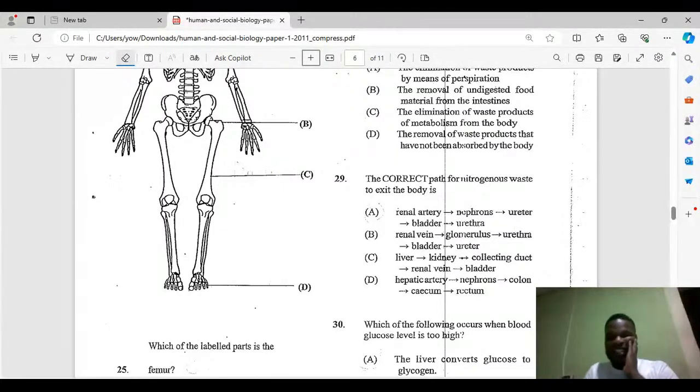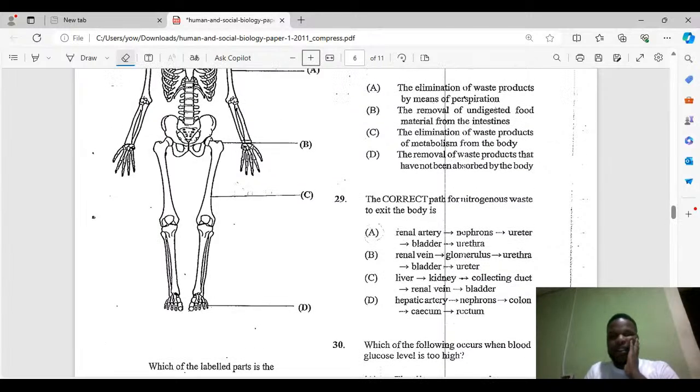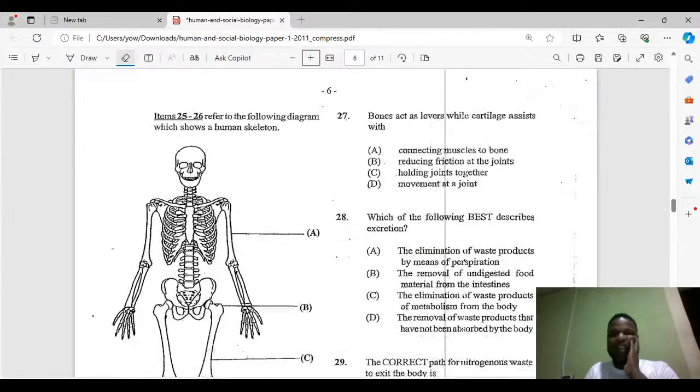All right, moving on. This is 27. Bones act as levers while cartilage assists with what? Connecting muscle to bone, reducing friction at joints, holding joints together, or movement of joints.